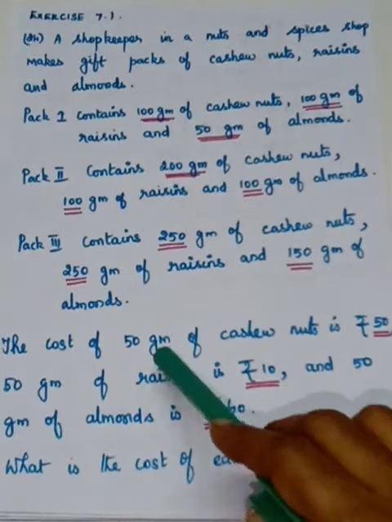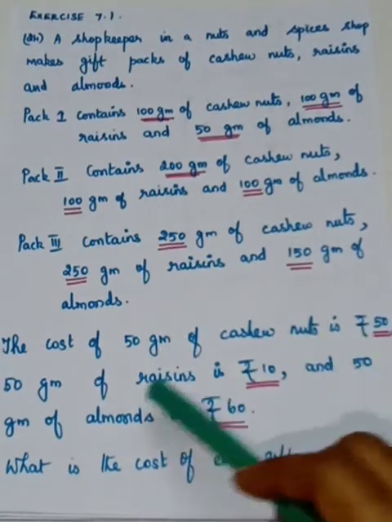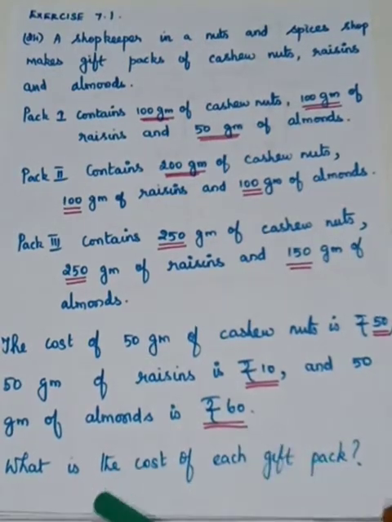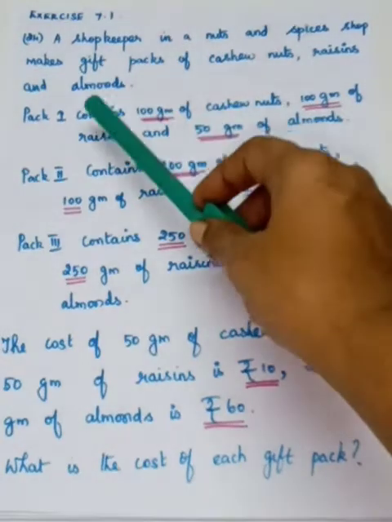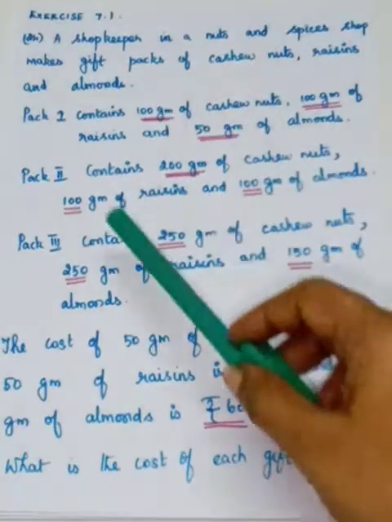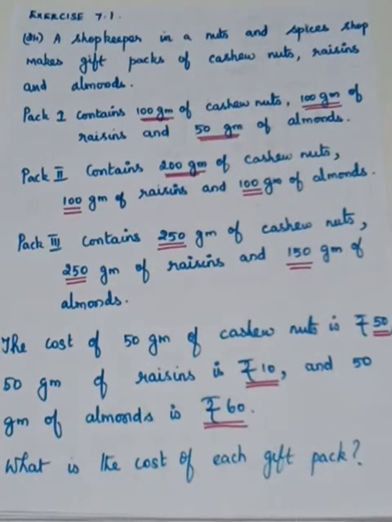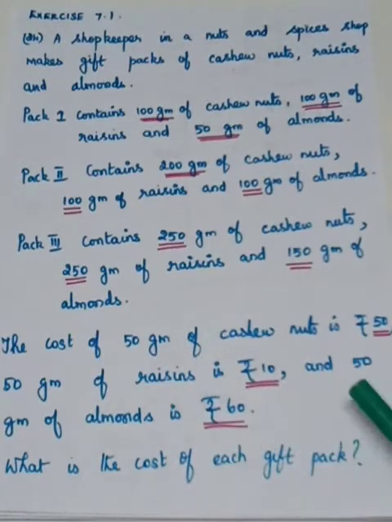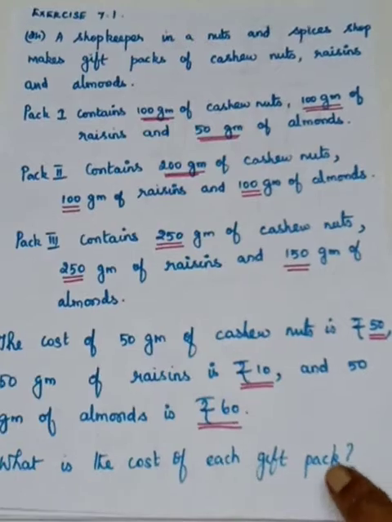The cost of 50 gram of cashew nut is 50 rupees, 50 gram of raisin is 10 rupees and 50 gram of almond is 60 rupees. Then what is the cost of each gift pack? Here for pack 1, pack 2, pack 3, the amounts of cashew nut, raisins and almonds are given. In the next one, for 50 gram of cashew nut, raisin and almonds, the cost is given. So using matrices, we can find the solution of this problem. First I am going to write the cost matrix.